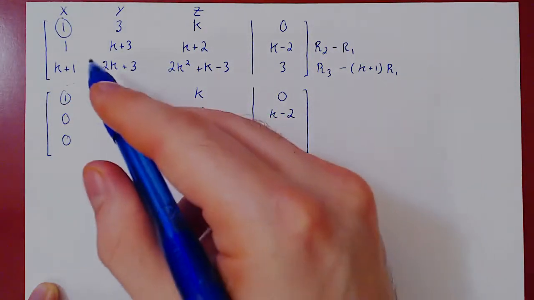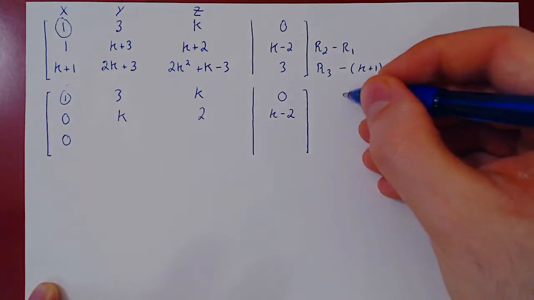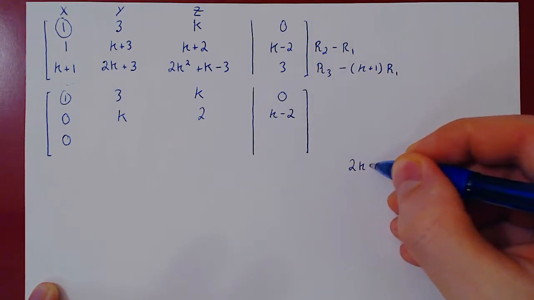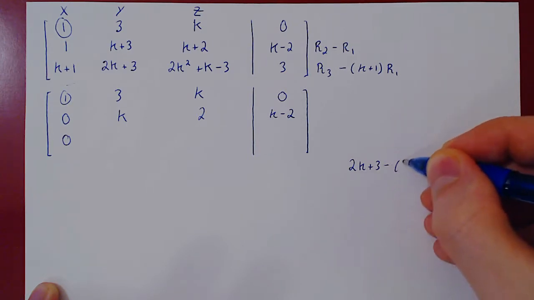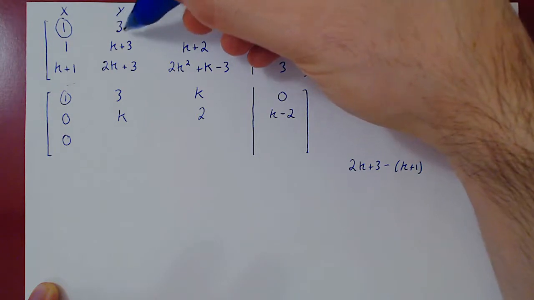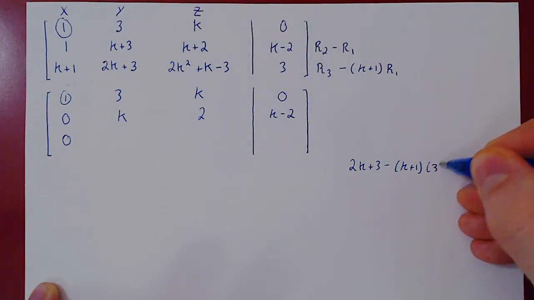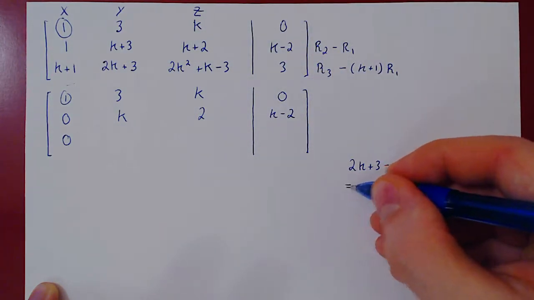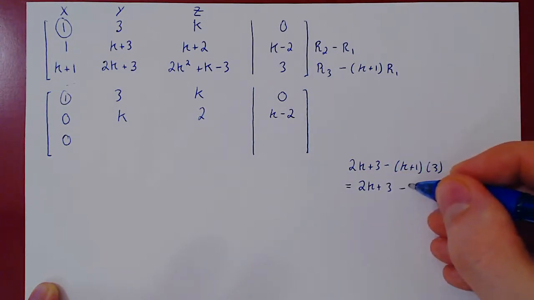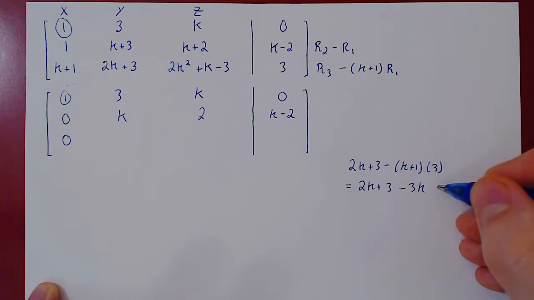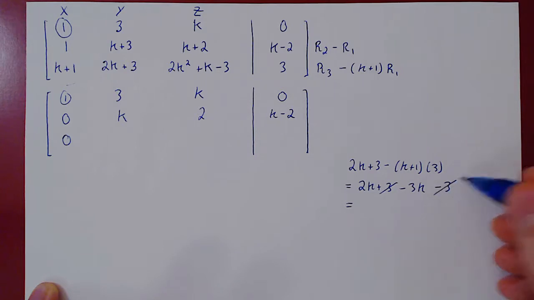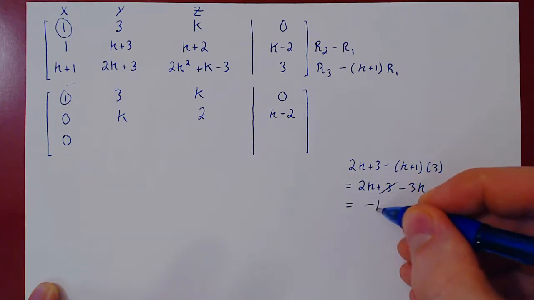This we will do on the side, so 2k plus 3 minus k plus 1 times the entry in row 1, which is 3. So what do we get here? We get 2k plus 3 minus 3k minus 3. 3 minus 3 cancels. 2k minus 3k is negative k.